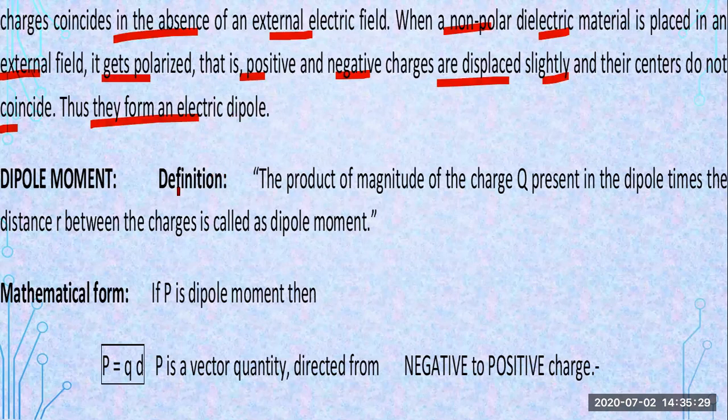So then what is dipole moment? The product of the magnitude of the charge q present in the dipole times the distance r between the charges is called dipole moment. If it is written with p, then p is equal to q times r, the charges placed at a distance r, directed from negative to positive.